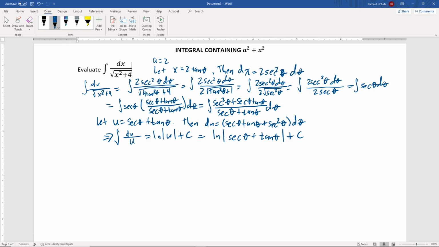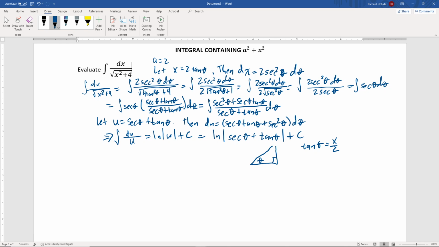But remember, our original question was still in terms of x, not in terms of theta, so we need to do another back substitution. Well, we do know that from our original substitution, x was equal to 2 tangent of theta. So that gives us that tangent of theta is x over 2. And then drawing our right triangle where we have the angle theta.